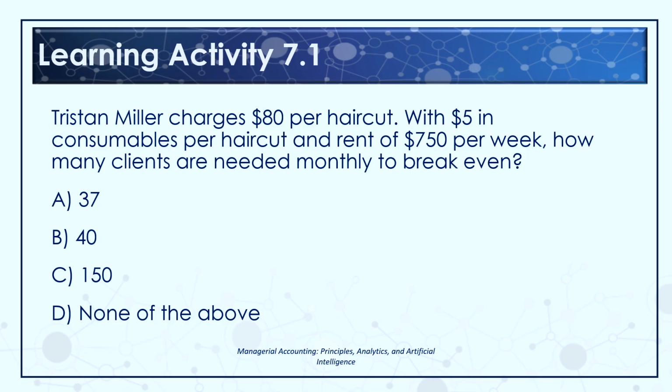Now let's start with Learning Activity 7.1. Tristan Miller charges $80 per haircut. The variable cost is $5 in consumables per haircut. Fixed rent is $750 per week. The question is, how many clients are needed monthly to break even? Pause here and work through the activity. Once you've finished, check your answers with the solutions provided in the back of Chapter 7.